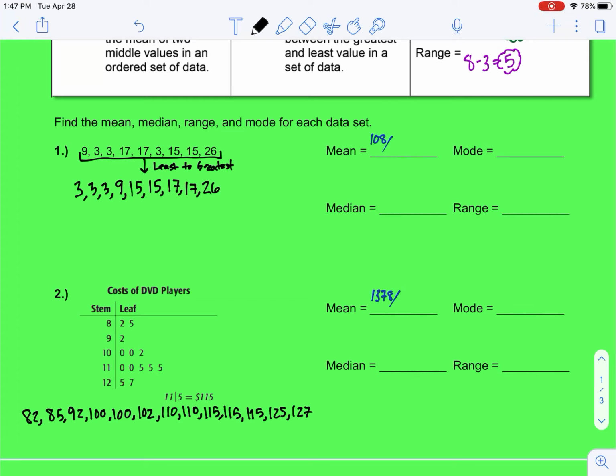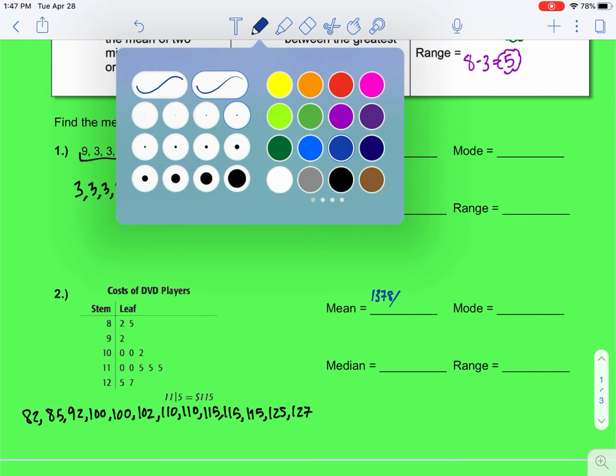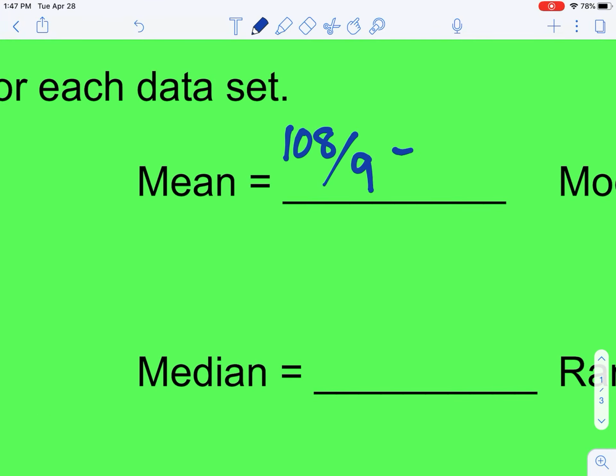When I'm finding the mean, I need to add all of those numbers up. I've already done that, and I get 108. I then need to divide by the amount of numbers I have in my data set, and I have 1, 2, 3, 4, 5, 6, 7, 8, 9. So I do 108 divided by 9, and I get 12. So my mean is 12.